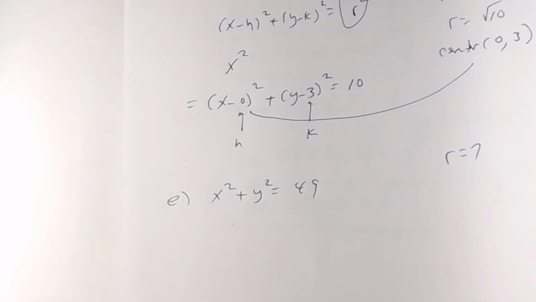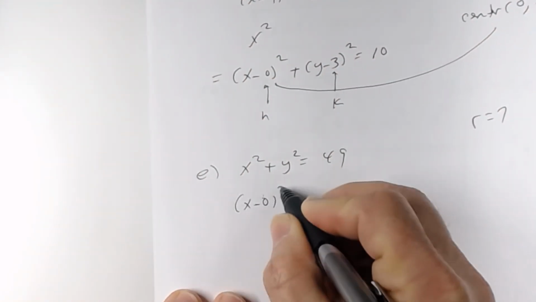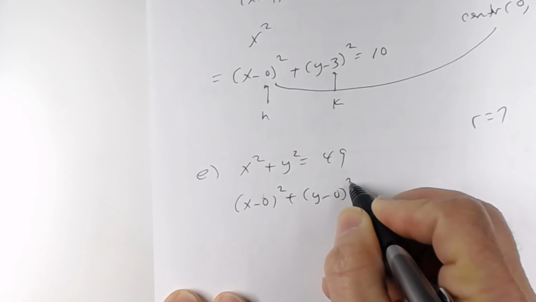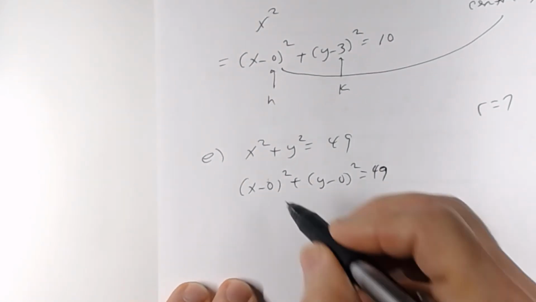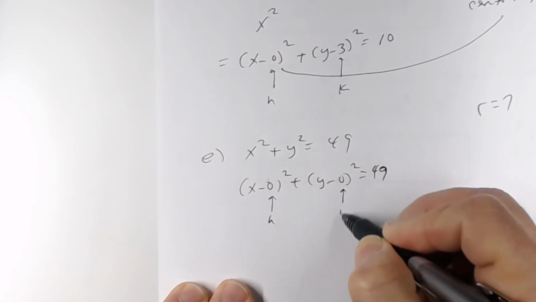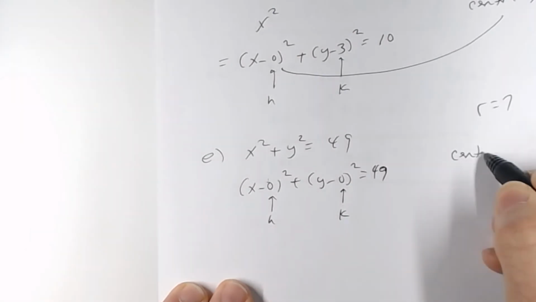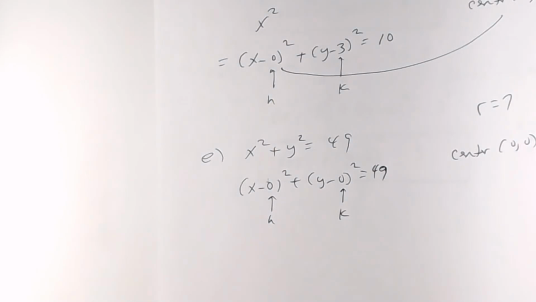Now almost all of you can tell me the center. 0, 0. It's the origin. But just say 0, 0. So the center is 0, 0, because I can write this as x minus 0 squared plus y minus 0 squared equals 49. And there's your h, and there's your k. So the center is 0, 0. That's your center.